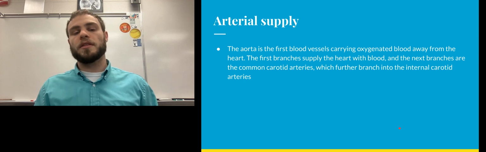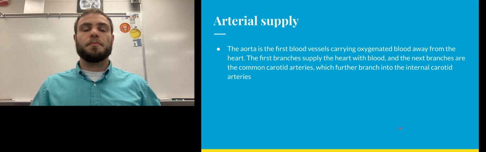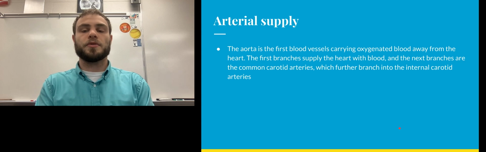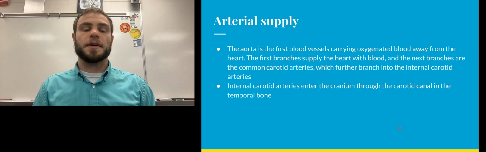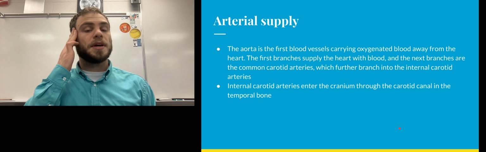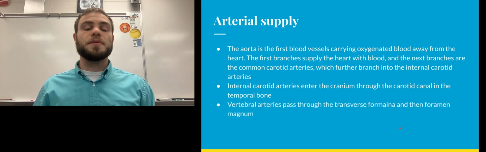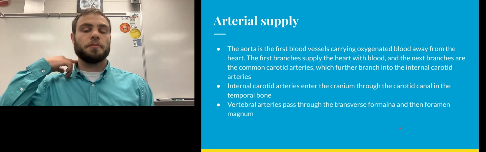Okay, getting to blood supply, it's going to start with your heart pumping oxygenated blood. It's going to pass through the aorta. You're going to have branches off of the aorta called the common carotid arteries, and then off the common carotid arteries, you're going to have branches called the internal carotid arteries. You do have external carotid arteries as well, but we're going to focus on the internal carotid arteries here. Internal carotid arteries are going to enter the cranium through the carotid canal in your temporal bone.